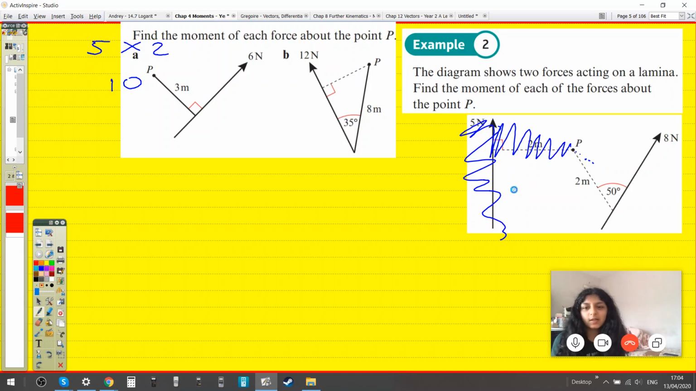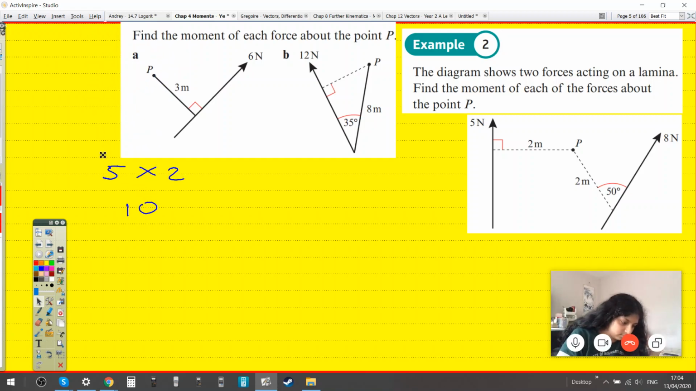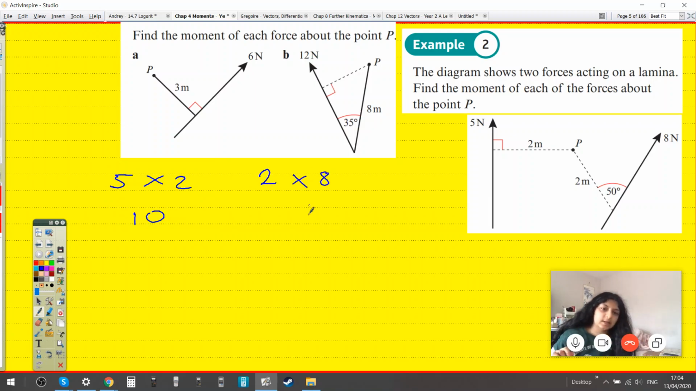So that would just be 2 sine 50 times 8. Anti-clockwise, yep. What do you get? This one's clockwise. So, what do you get? 12.3.